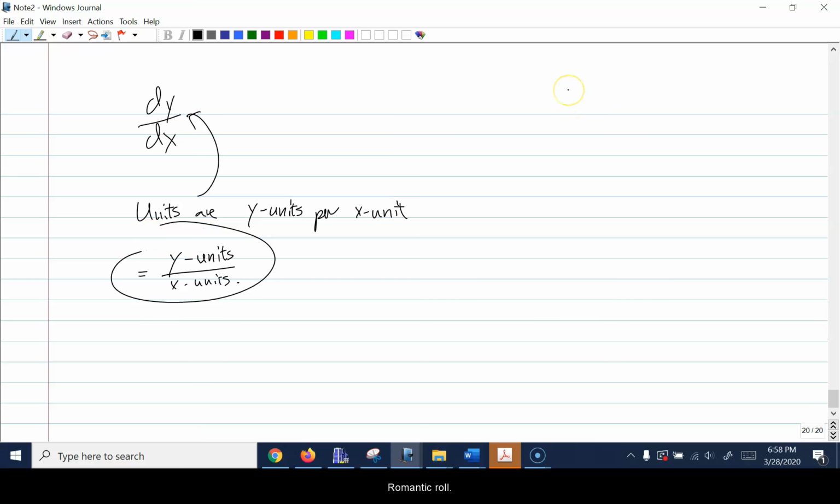For an integral of f of x dx, the fact that this looks like a fraction is a mnemonic to remind us it's y's divided by x's. This thing looks like multiplication and is a mnemonic in the same way. The units on this are y units times x units.